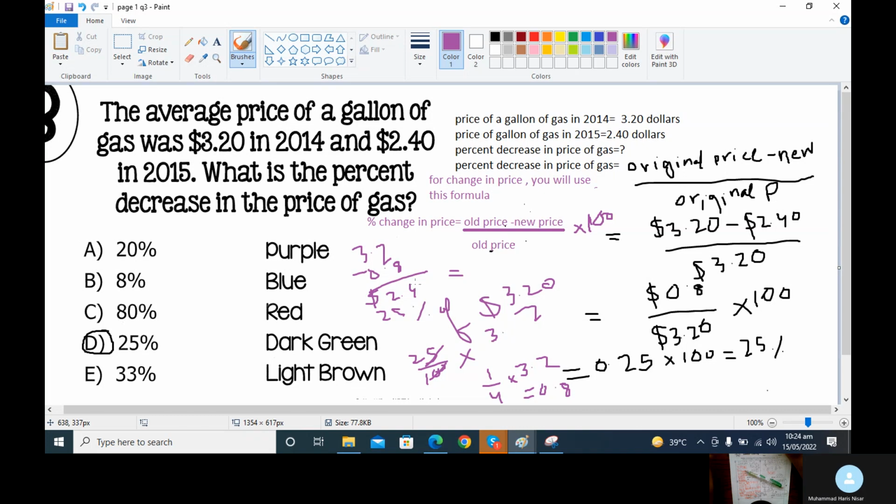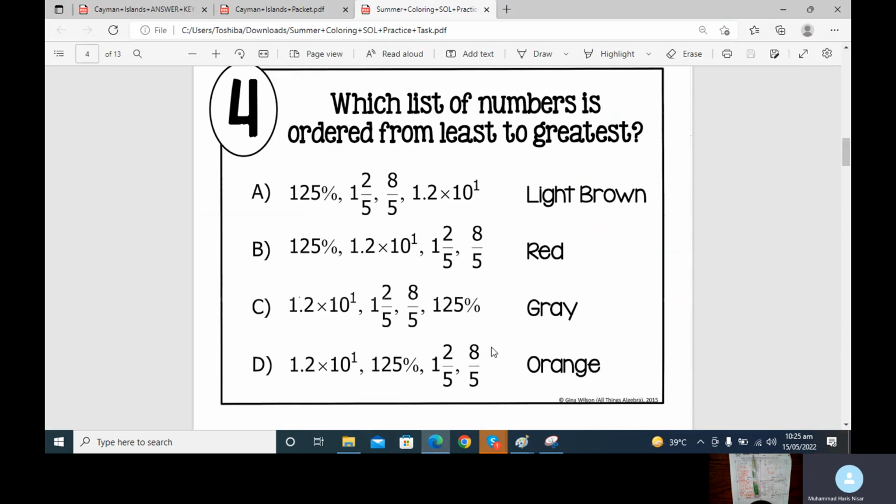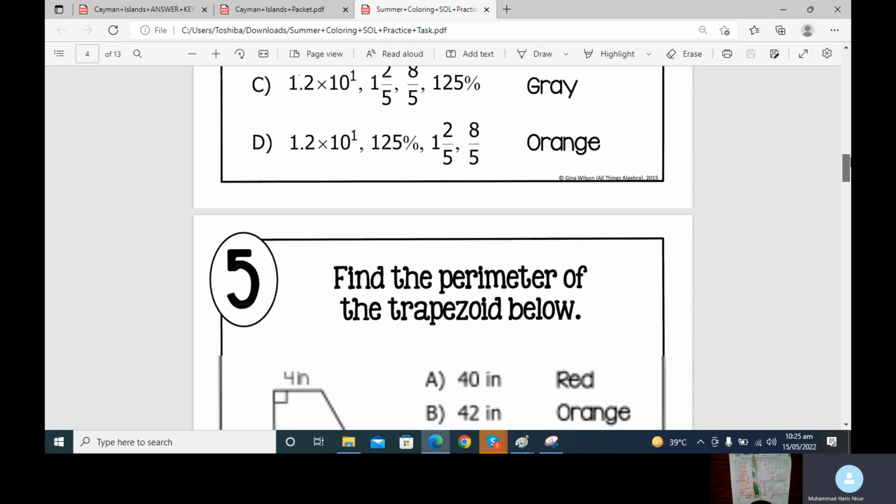Okay, let's go to the next question. Next question is, I think we have also done this fourth one. Now we have question number 5. Let's do question number 5 here.